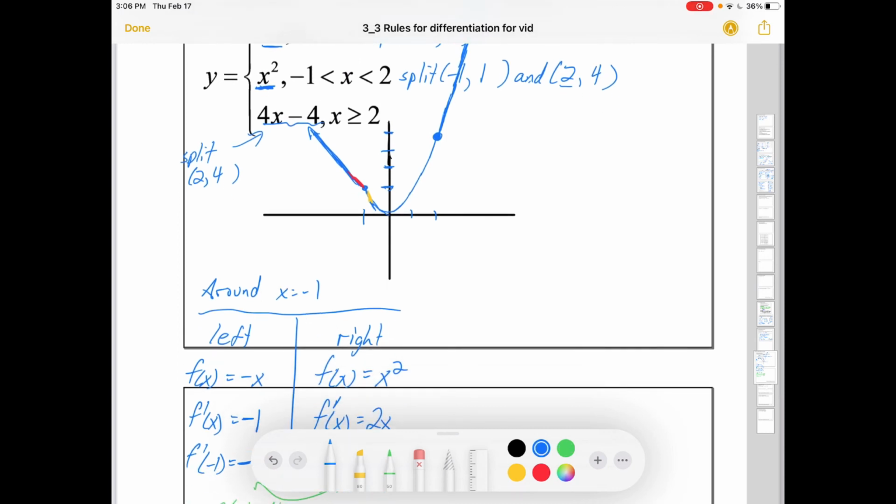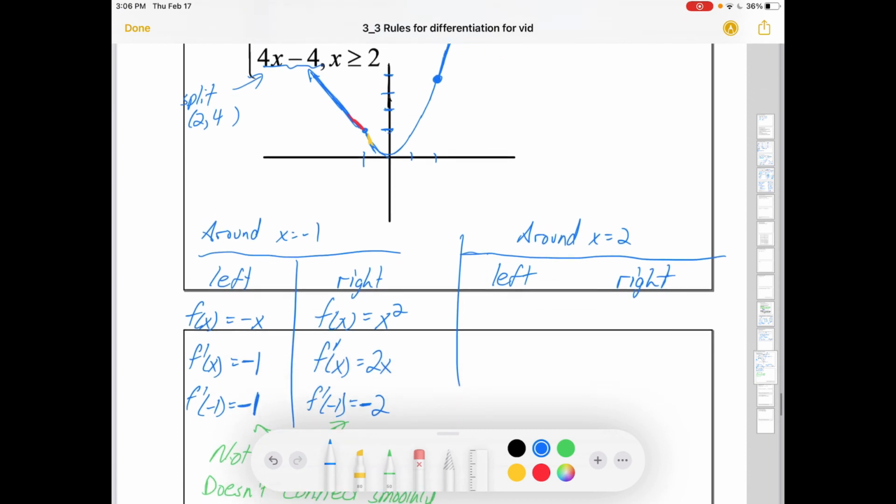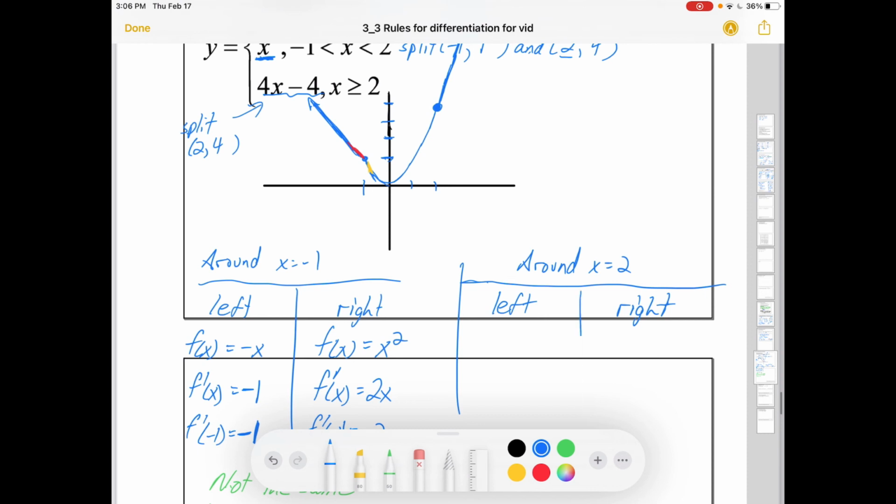Our other point of interest is around the other pass-off point or split point, around x equals 2. And some people do this by showing the limits. I kind of like to just make this T-chart that says to the left and right. But it's up to you. You can make it more formal if you like. So to the left of x equals 2, we have the parabolic definition. F of x is that parabola. To the right, it's got its sort of final linear form, 4x minus 4.